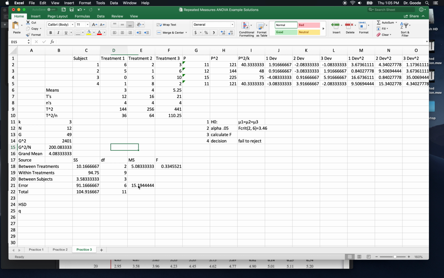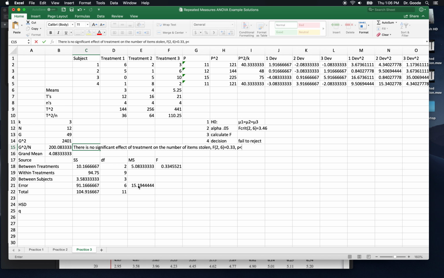Well, that means we only have to write one sentence. So it appears that there's no significant effect of treatment on the number of items stolen, with F at 2 and 6 degrees of freedom equal to 0.33, and p greater than 0.05, because we failed to reject.